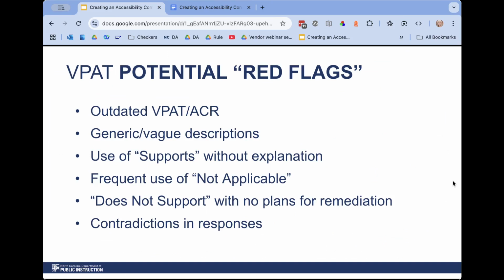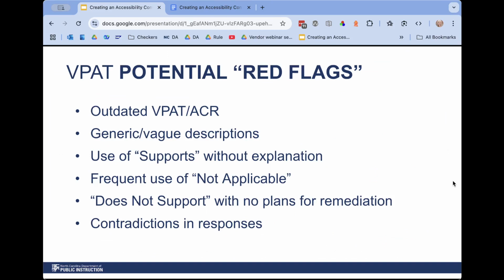Here I go again: detail matters. So generic, vague descriptions aren't really helpful, because I'm going to have a lot of follow-up questions to help me understand exactly what you mean by those descriptions. Things like telling me it supports, but not really giving me any idea of some examples of what you mean by that. That's a red flag.